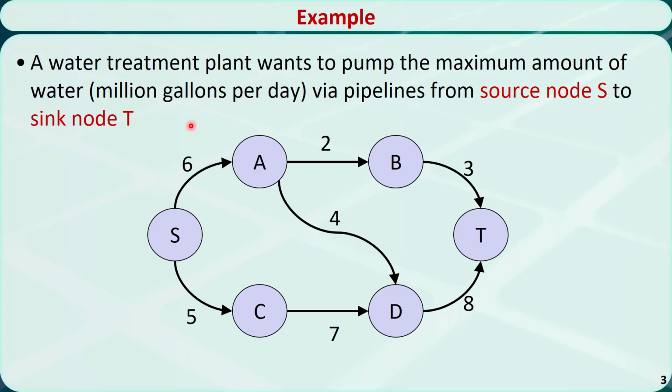Let's check an example. Suppose a water treatment plant wants to pump the maximum amount of water via pipelines from source node S to sink node T. The water supply network is shown here. For example, from node S to node A, the capacity is 6 million gallons of water per day. From node A to node B, the capacity is 2 million gallons per day, and so on. How should we formulate this problem as a linear programming problem?